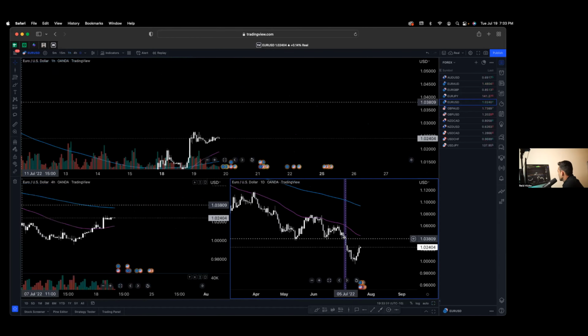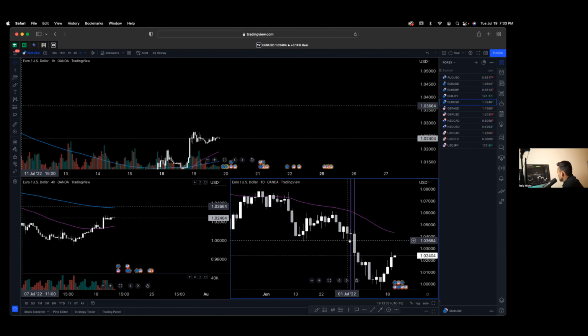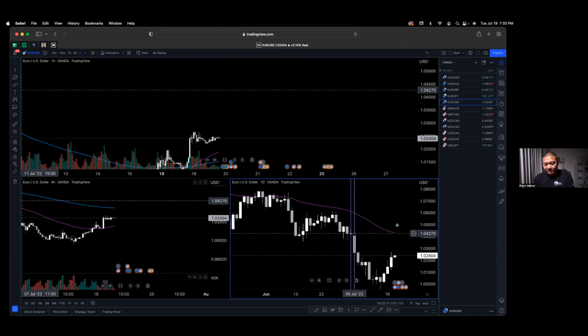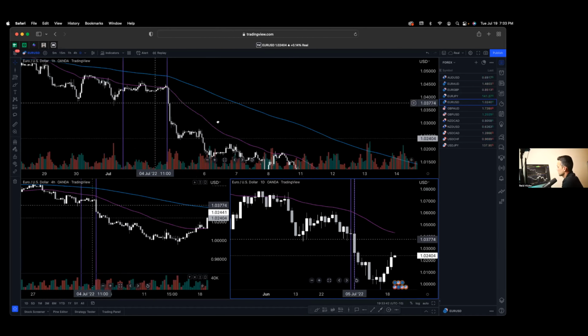Yeah, it's on the volume. On the daily, it's such a small doji. Yeah, minimum price movement there. So that's just something to consider.